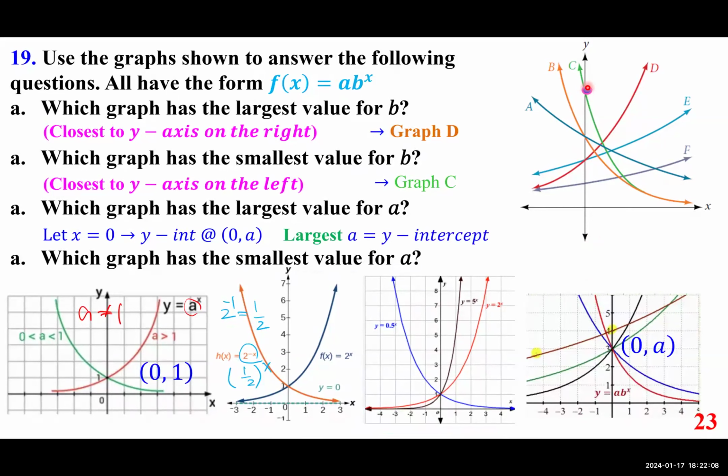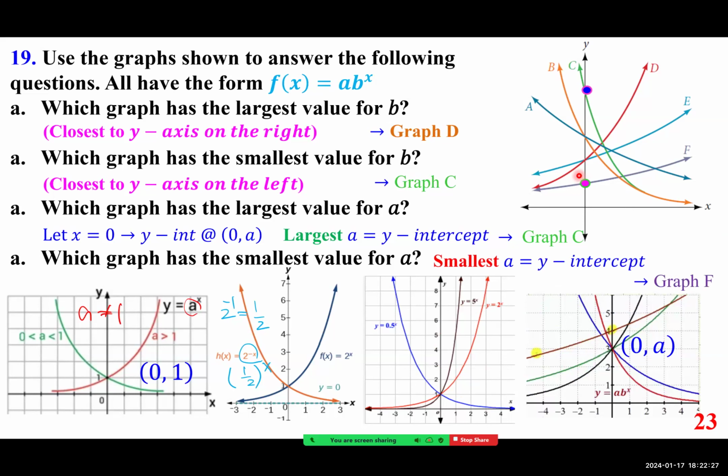Take a look. Now, on the other hand, for this one, we want the smallest one. So this is smaller, this is smaller, this is the smallest. That would be the graph F. So I hope it's clear to everybody.